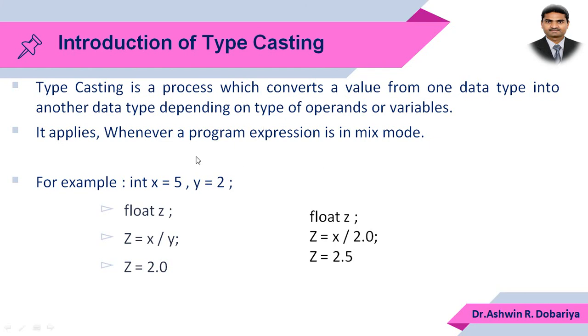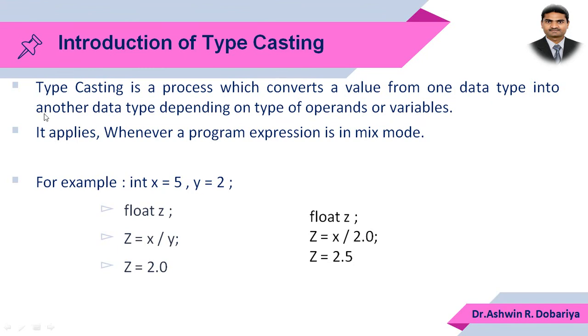So first of all, what is typecasting? Typecasting is a process which converts a value from one data type into another data type, depending on the type of operands or variables. We know that, friends, we already discussed the concept of operand. Operand means it may be a value or may be a variable on which we are performing certain arithmetic operations. So here the compiler internally converts the value from one data type to another data type.